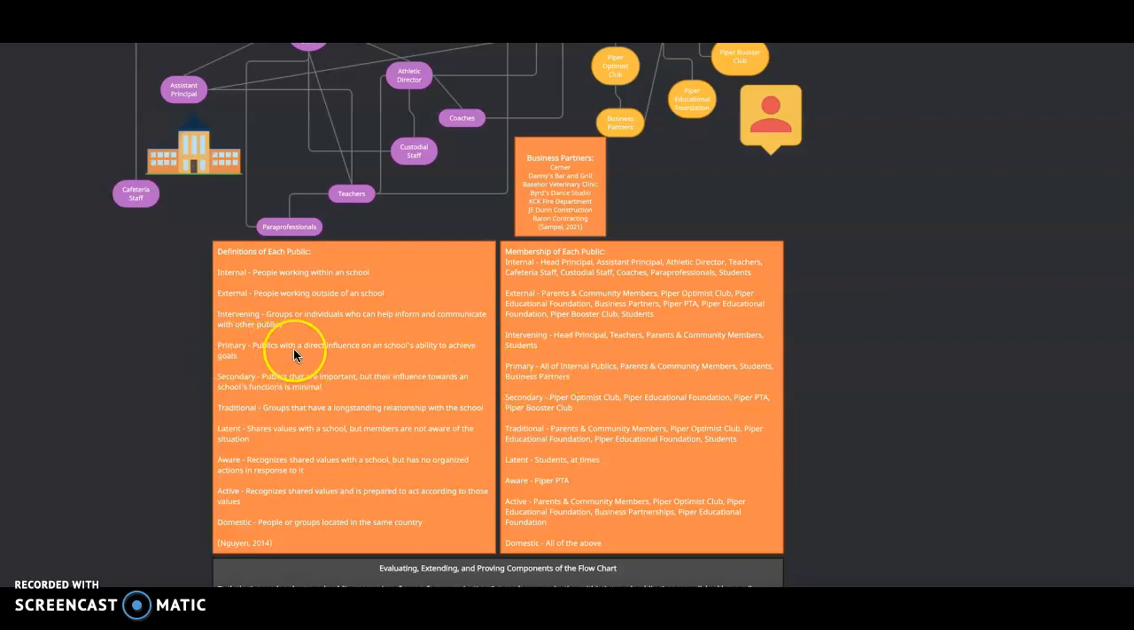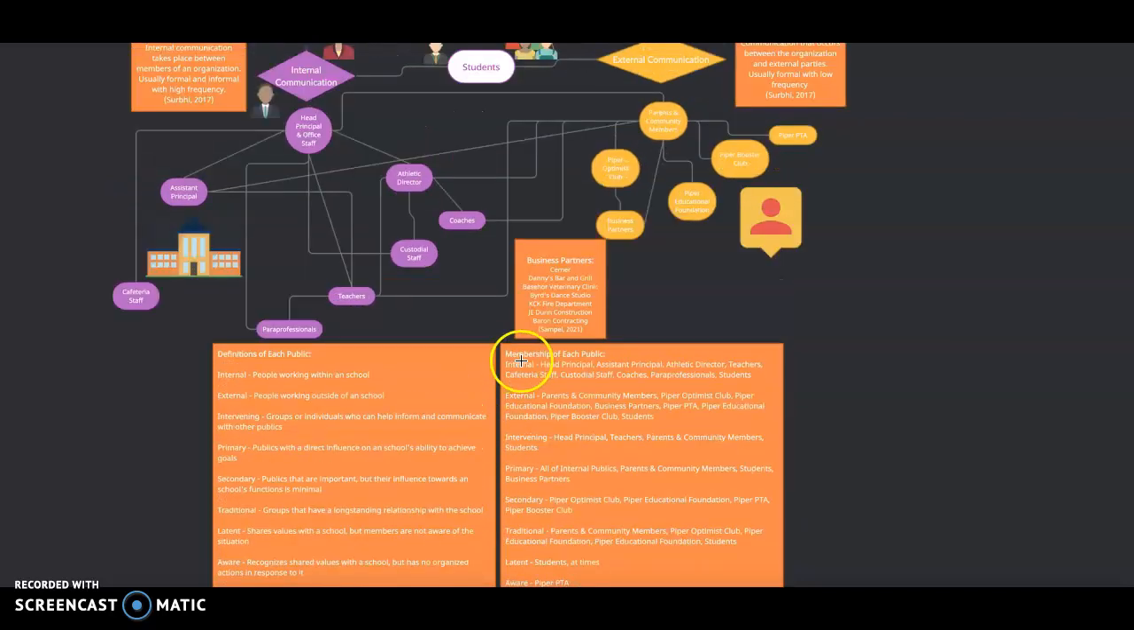We see here publics with a direct influence on a school's ability to achieve goals. I put all of the internal publics. I think every single group and person goes into our goals. Custodial staff, cafeteria staff, our students need to be well fed to focus well. Paraprofessionals, I know many special education teachers and general education teachers would not be able to do their jobs without them.